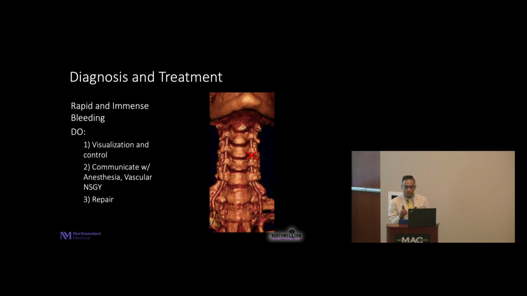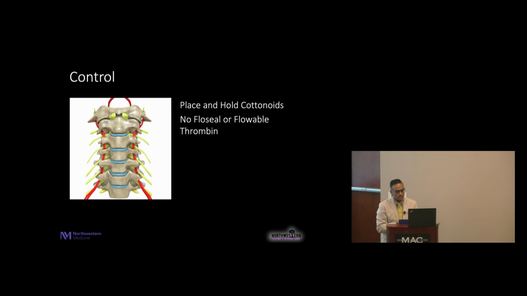Three things we want to think about, and I'll jump into each one in a little bit more detail. One is visualization and control. Second is clear communication. You've got to communicate this with everybody around you. Call for help when you need it. And three is to lay out a strategy for when do you repair, when do you ligate, how do you make these decisions. So in terms of control, again, I think you want to place and hold.